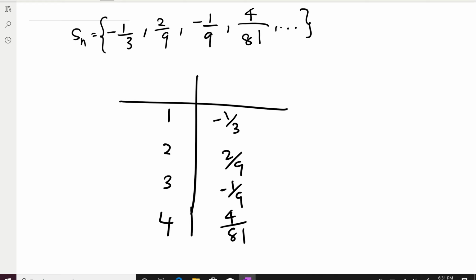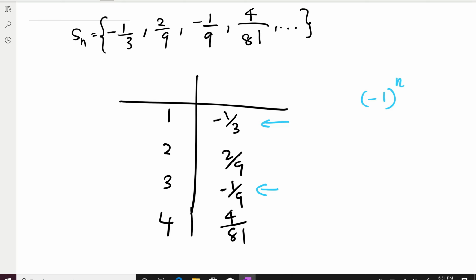Now I can see all the odd terms are negative. So guess what? It's going to be -1 to the n is the general representation for that negative positive switch, right? Okay. Nice. Now let's look at the numerator.